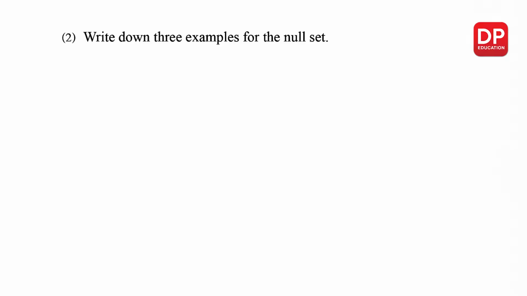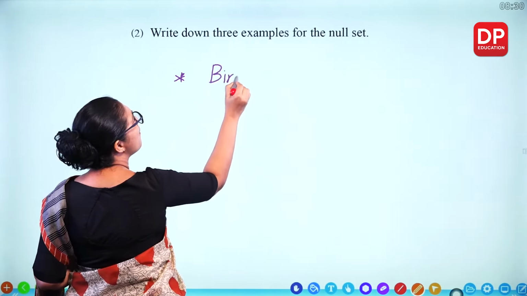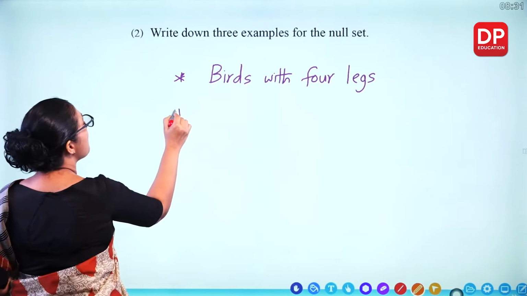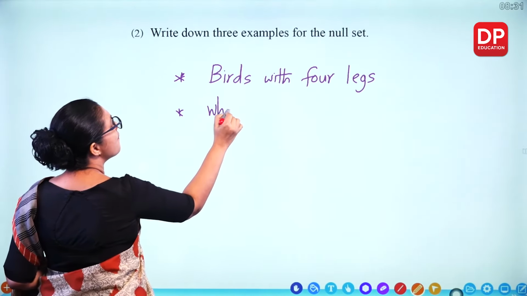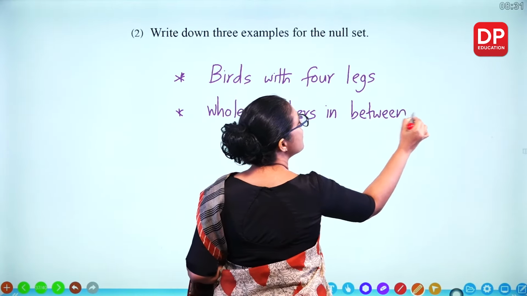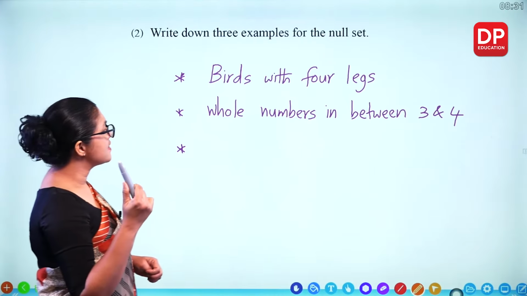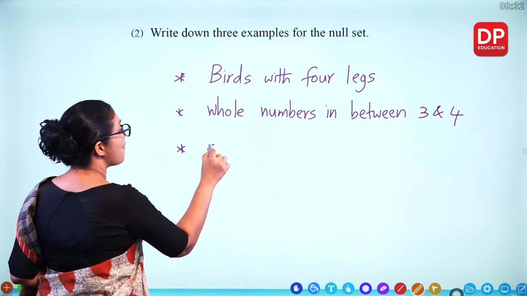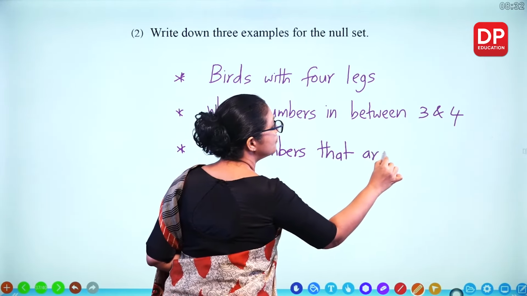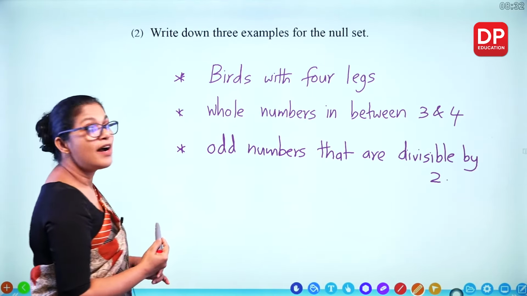Question number 2, write down 3 examples for the null set. So what are the examples? Birds with 4 legs. And whole numbers in between 3 and 4. So you are not getting whole numbers in between 3 and 4. And we can say odd numbers that are divisible by 2. So these are null sets.